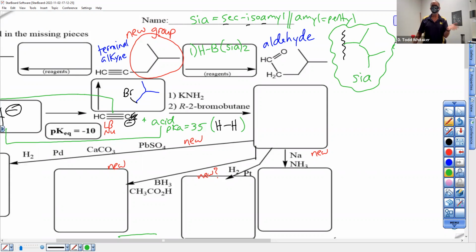And if you want to figure out why we have to use HB Sia 2 this time instead of like BH3, which we did in chapter 6, it's called hydroboration. Step 1 is called hydroboration. Step 2 is oxidation. And the chemicals are identical for that one. I don't expect you to remember. We just learned it. But it's hydroxide and hydrogen peroxide. You vaguely remember that one?